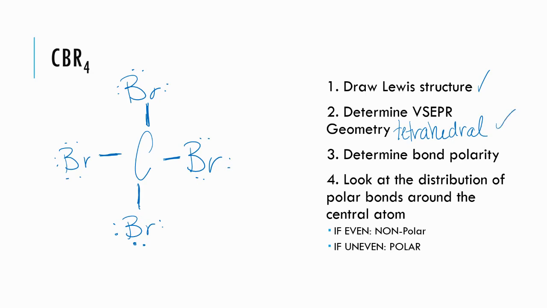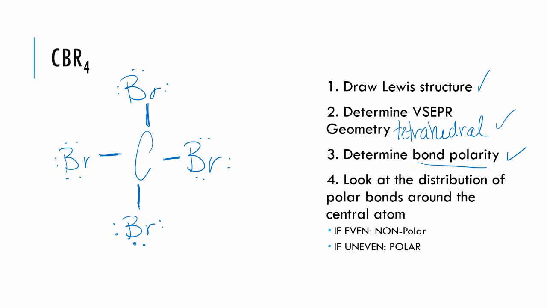Step 3, we're determining bond polarity. This should be a quick one. All I mean by that is to make sure that the bonds are in fact polar by looking at whether they're between different types of atoms. 99% of the time, they are going to be between different types of atoms. So yes, these are in fact polar bonds.